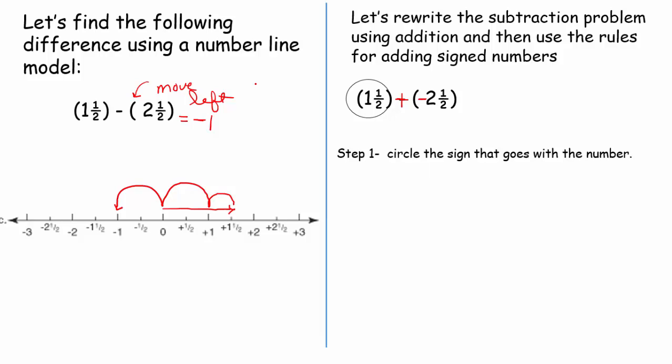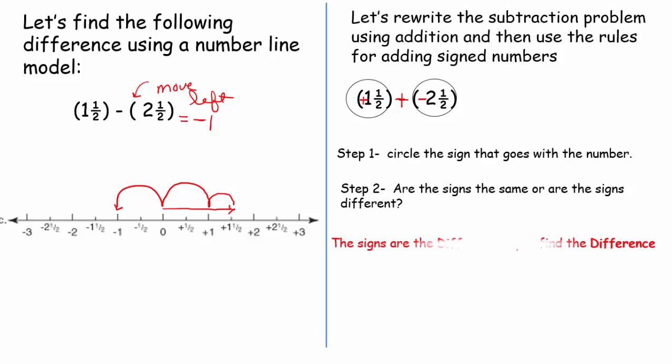In front of our first number, we don't see a sign, so we're like, oh, okay, that must be a positive number. Our second number is negative. Are the signs the same or are the signs different? The signs are different, we'll find the difference. So then off to the side, I'm just going to go ahead and find the difference. 2 1/2 minus 1 1/2.